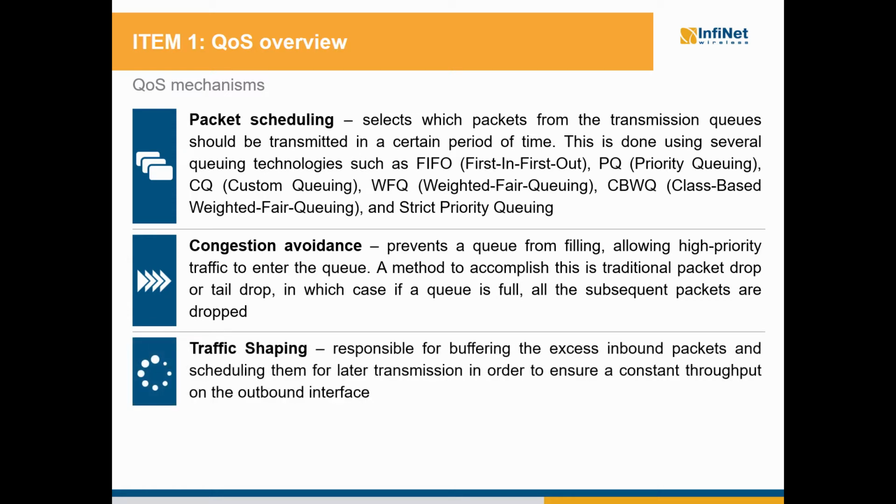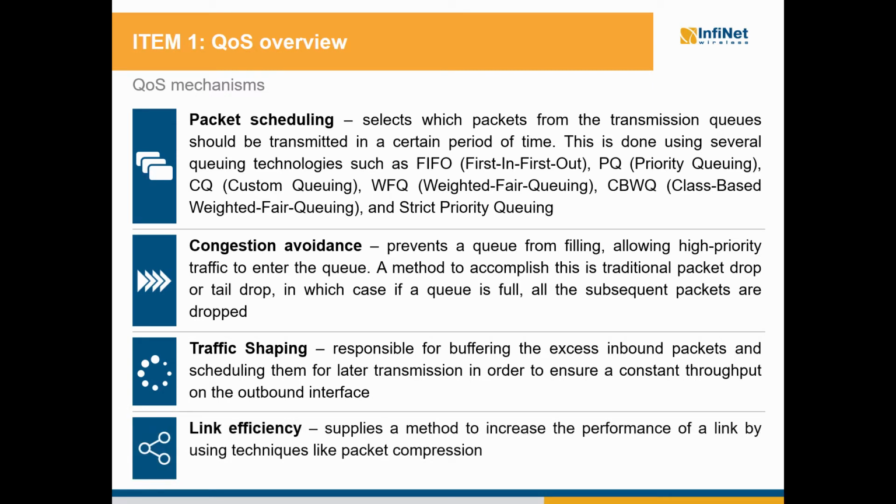Traffic shaping is another important QoS mechanism because it involves buffering the excess inbound packets and scheduling them for later transmission in order to ensure a constant throughput on the outbound interface.